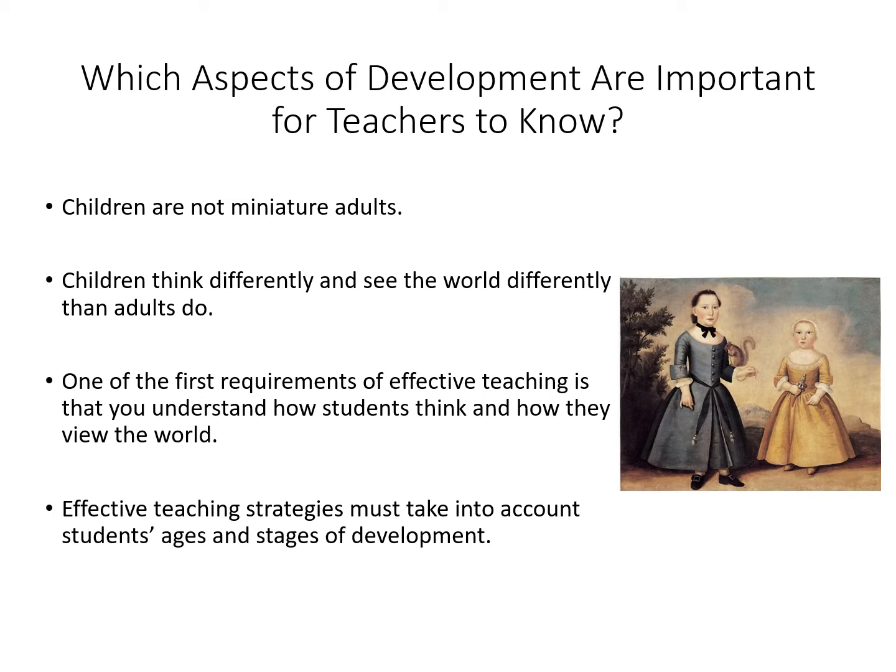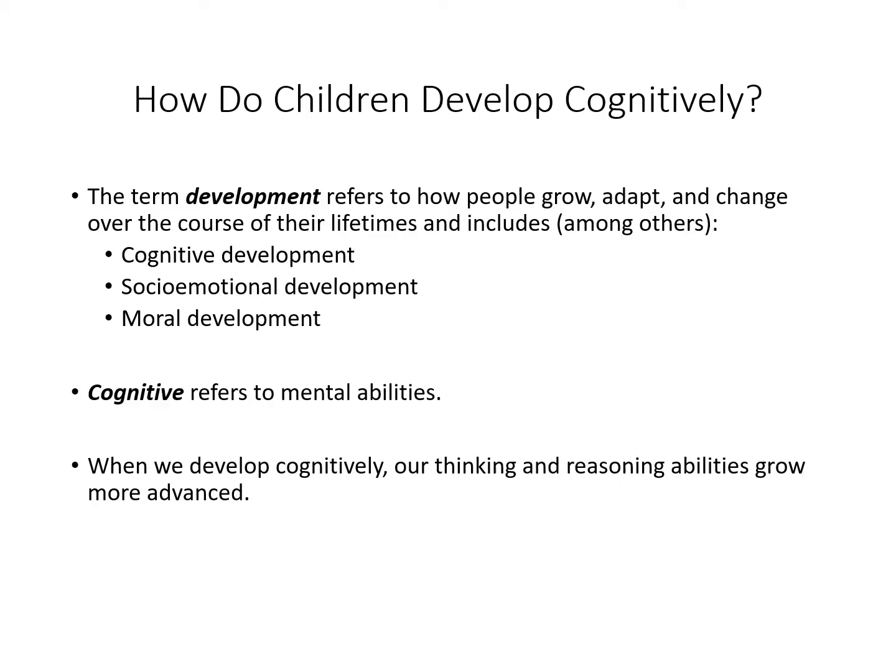One of the first requirements of effective teaching is that you understand how students think and how they view the world, which is very different than how you think and view the world. Effective teaching strategies must take into account students' ages and stages of development. Let's begin by thinking about how do children develop cognitively.